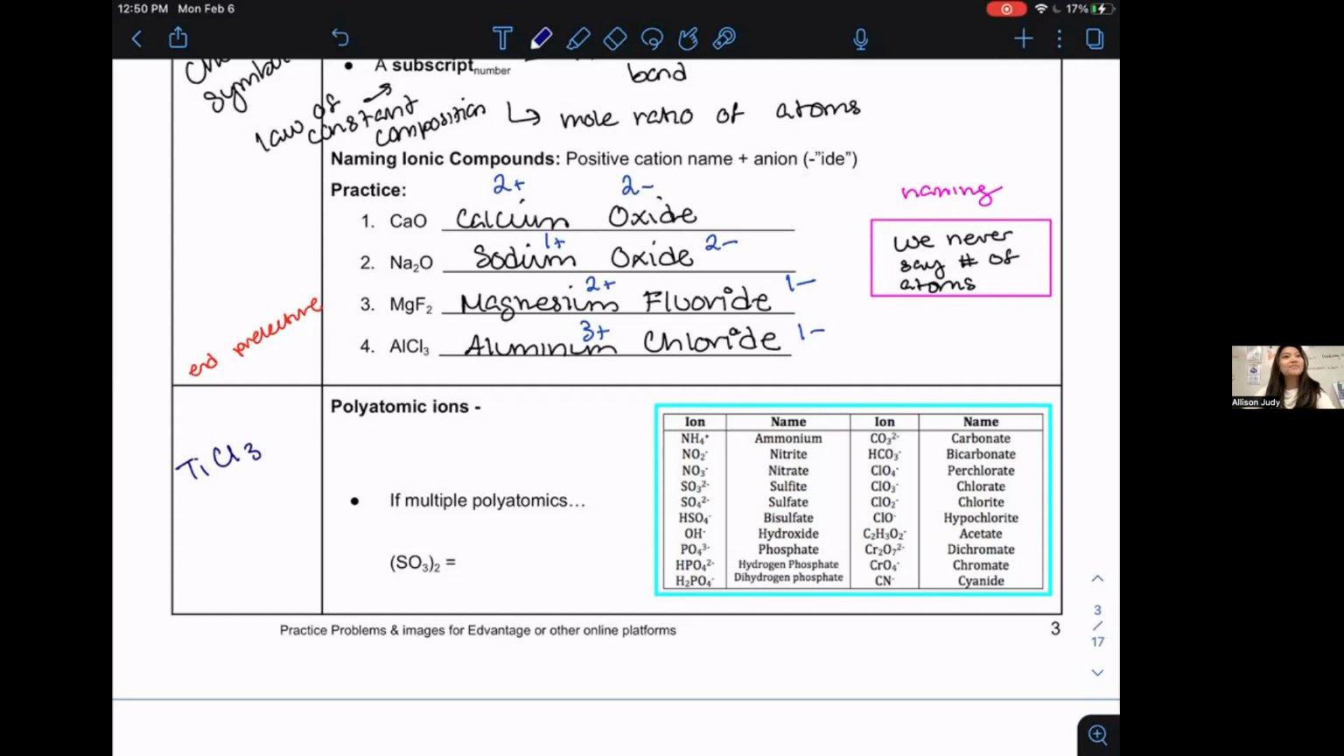What's the name of this? Titanium chloride, is that it? Are we sure about that? Yes, Jaden? No, but that's okay. Think about it.